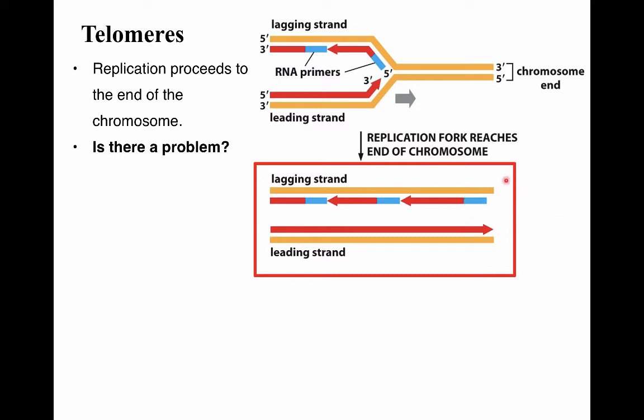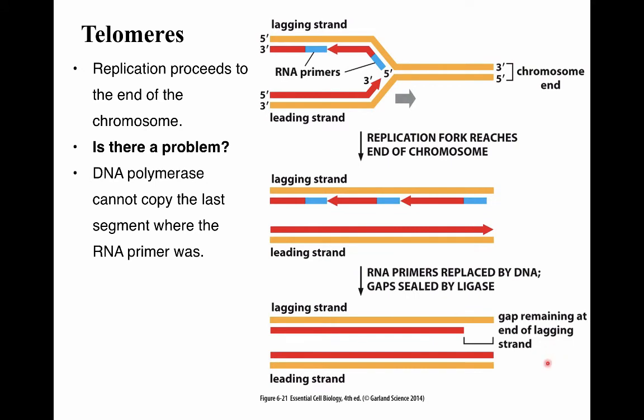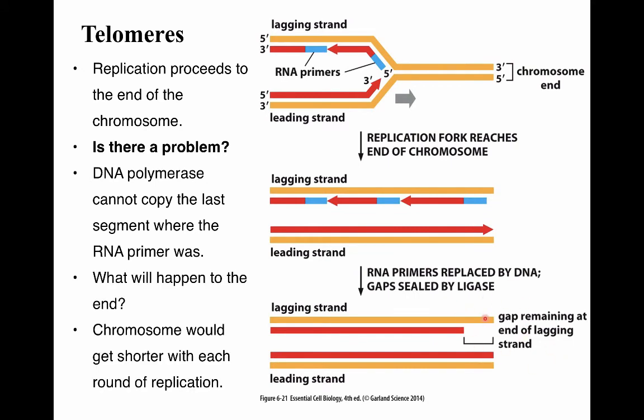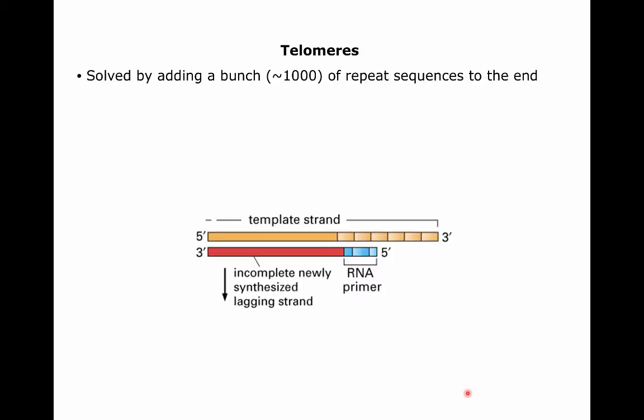And so that would leave this little end of the chromosome uncopied. So polymerase can't make this little gap, and at the end, the chromosome would get shorter every time it was replicated. And so there's lots of cell divisions, and you replicate your DNA with every cell division. So your chromosomes will get shorter and shorter and shorter. So that's a big problem.